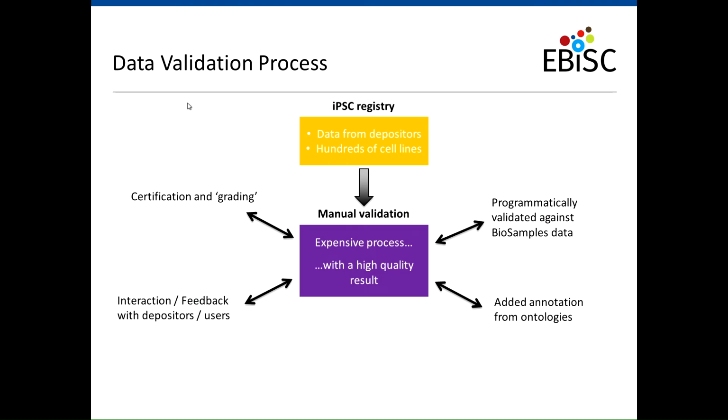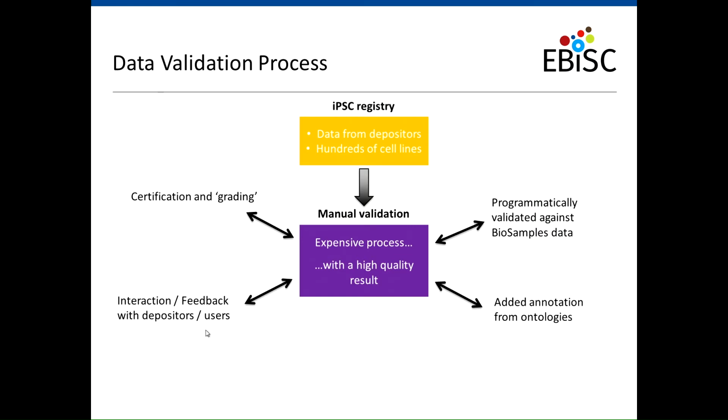So here, just in a nutshell, is the validation process again. We have data from hundreds of depositors and many, many lines. And to have a manual validation process is eventually not feasible anymore. So we need some kind of automation integrated here. It's also very expensive to do it manually. So for the certification, we need this validation certainly. Only lines that have some level of confidence can be certified.